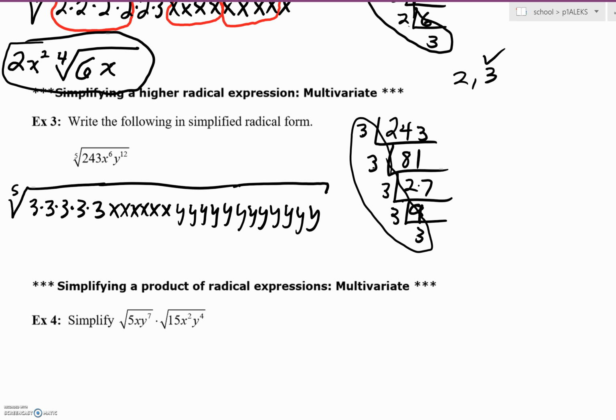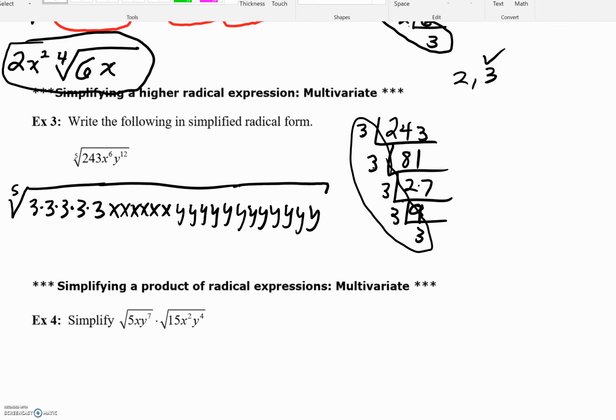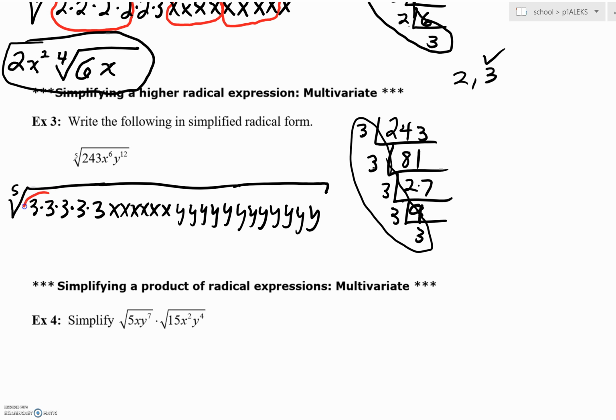But, hey, I'm looking for groups of how much? 5. Hey, I've literally got 5 3s right here. That's kind of cool. And let's see, I've got 1, 2, 3, 4, 5 x's right here. And I've got 1, 2, 3, 4, 5 y's right here.